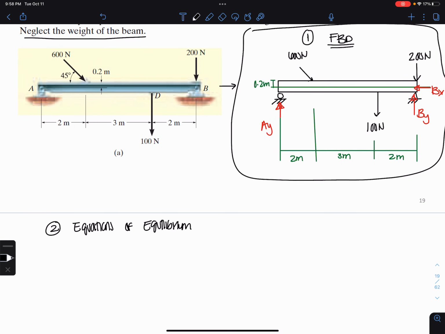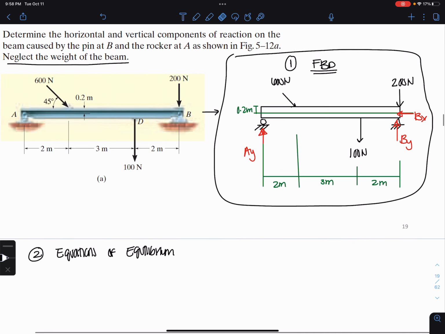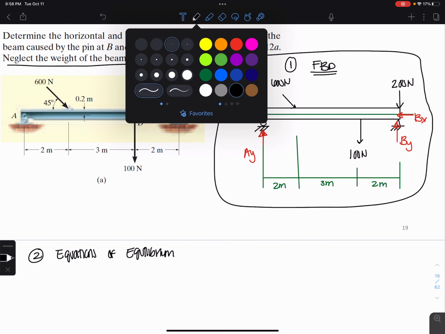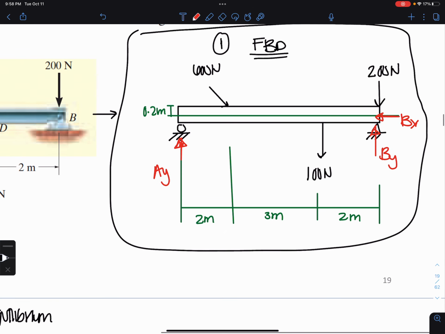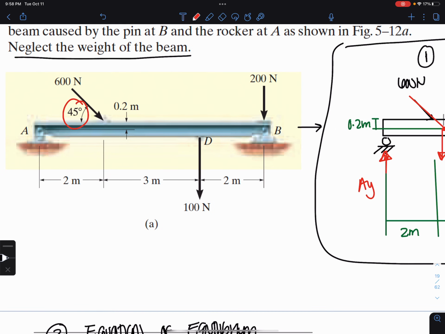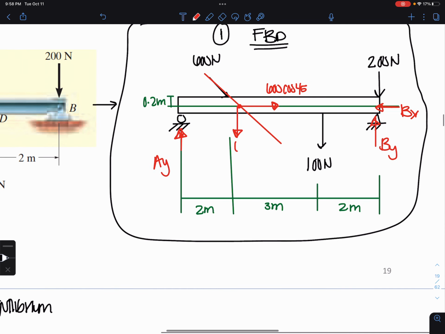Okay. So I'm going to put the 600-pound force into reactions first. If I bring it down along the line of action to this point here, and I want to split it up into the x and y components, I end up getting, for my x component, 600 cosine 45. I was given 45 degrees here. And 600 sine 45.